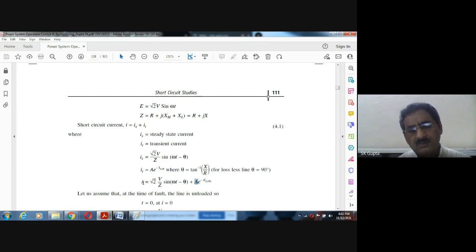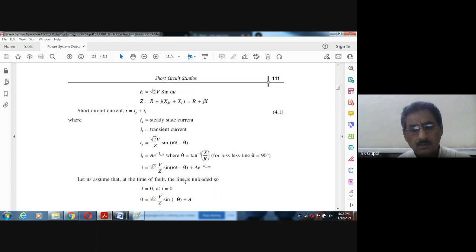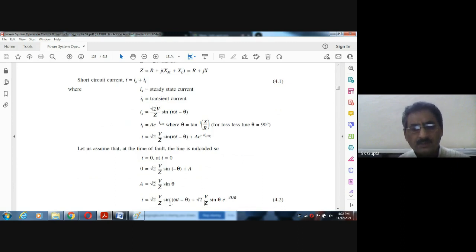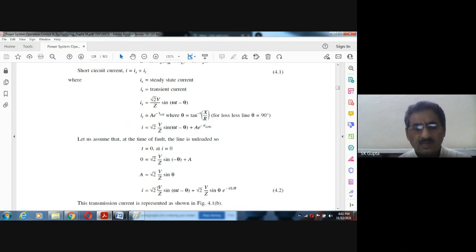So here when we apply t is equal to 0, the exponential is 1 and the total current is 0. So this A will be equal to √2V by Z sin omega t minus theta; at t equal to 0, this becomes √2V by Z sin theta. So this is A. Put A here, so actual current is this. देखिए, now what we expect, जैसे ही फॉल्ट होगा, हम क्या कहते हैं, आरएमएस वैल्यू 220 है, तो हम सोचेंगे 220 डिवाइड बाय द इम्पीडेंस, इतनी करंट होना चाहिए.